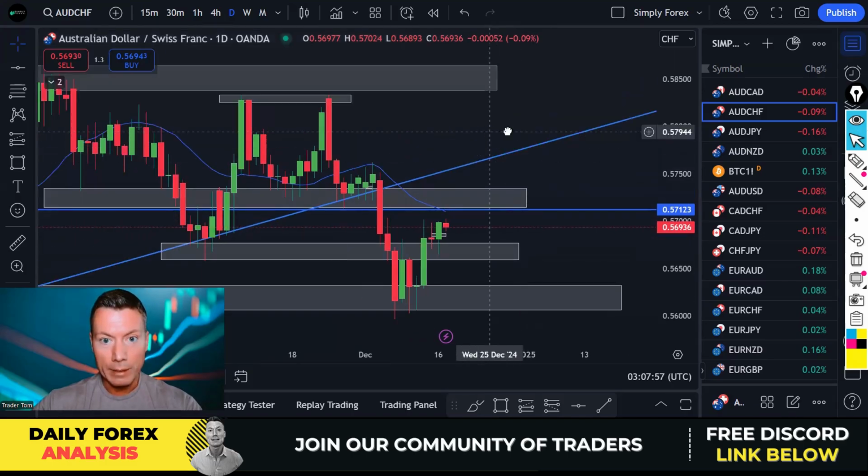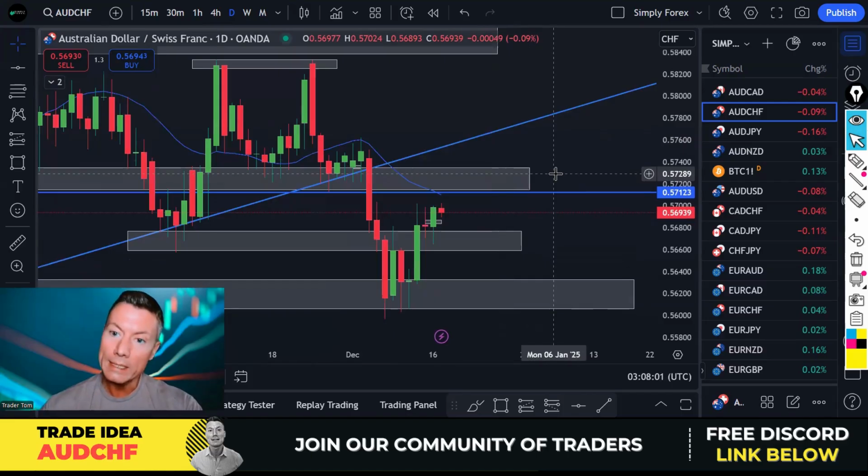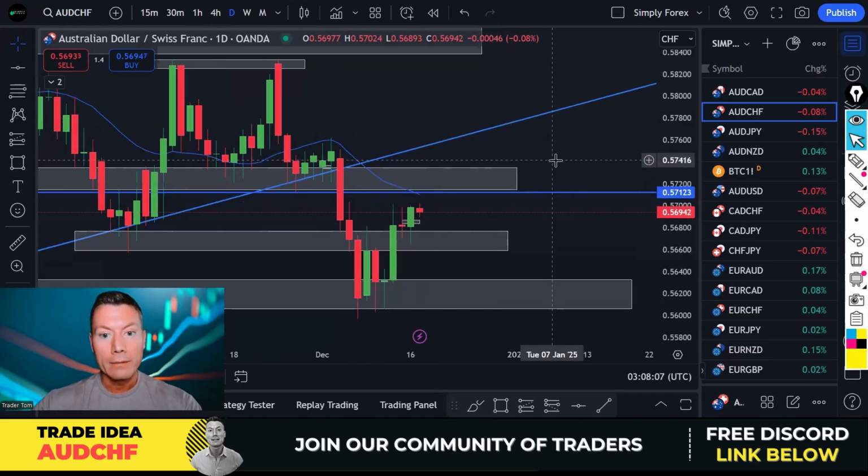Right, so let's start with Swiss franc. The first trade we're going to look at is Aussie dollar Swiss franc, and we are seeing Swiss franc weakness. Did I say Swiss franc enough in those sentences? Swiss franc, right? So what are we looking at here with Aussie dollar Swiss franc?